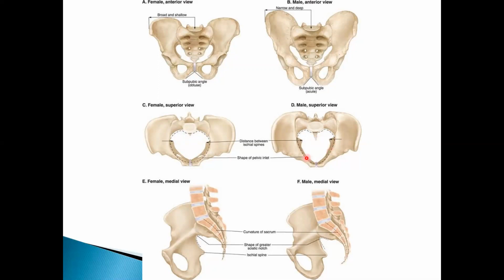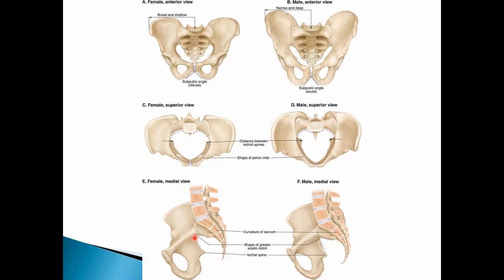The greater sciatic notch, this one, the shape is different, it is wider in females than the males. Here you can see it is very sharp in males, and in females it is wider. So these are the differences in the male pelvis and the female pelvis, and the general structure of the pelvis.